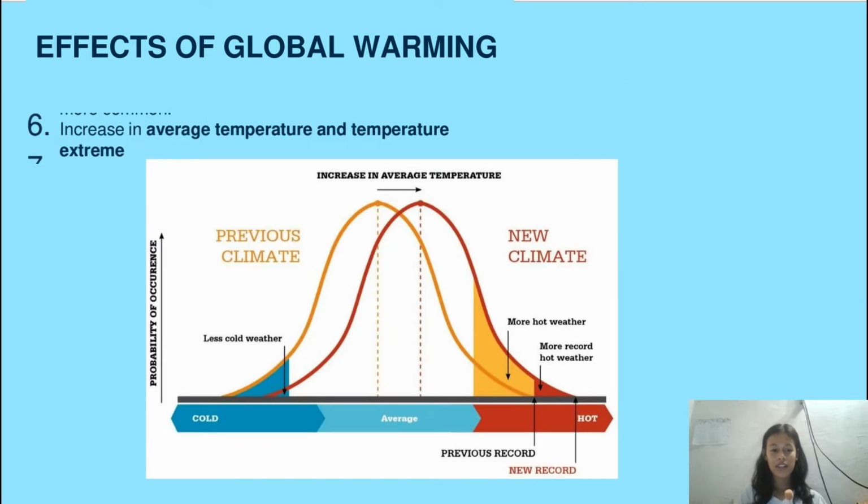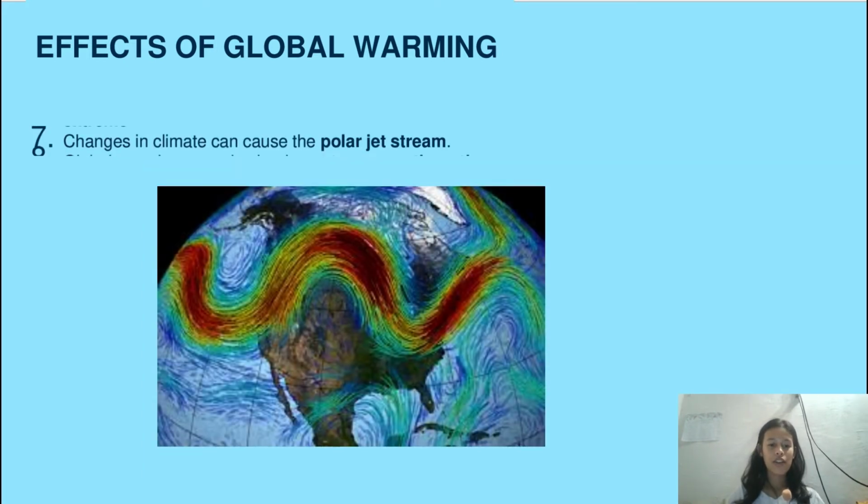So number 6 is increase in average temperature and temperature extremes. I know it is understandable. Number 7, change in climate can cause changes in the polar jet stream. The polar jet stream is a strong wind, and its disruption affects the wind cycle of our global planet. As this wind cycle changes, the climate also changes.